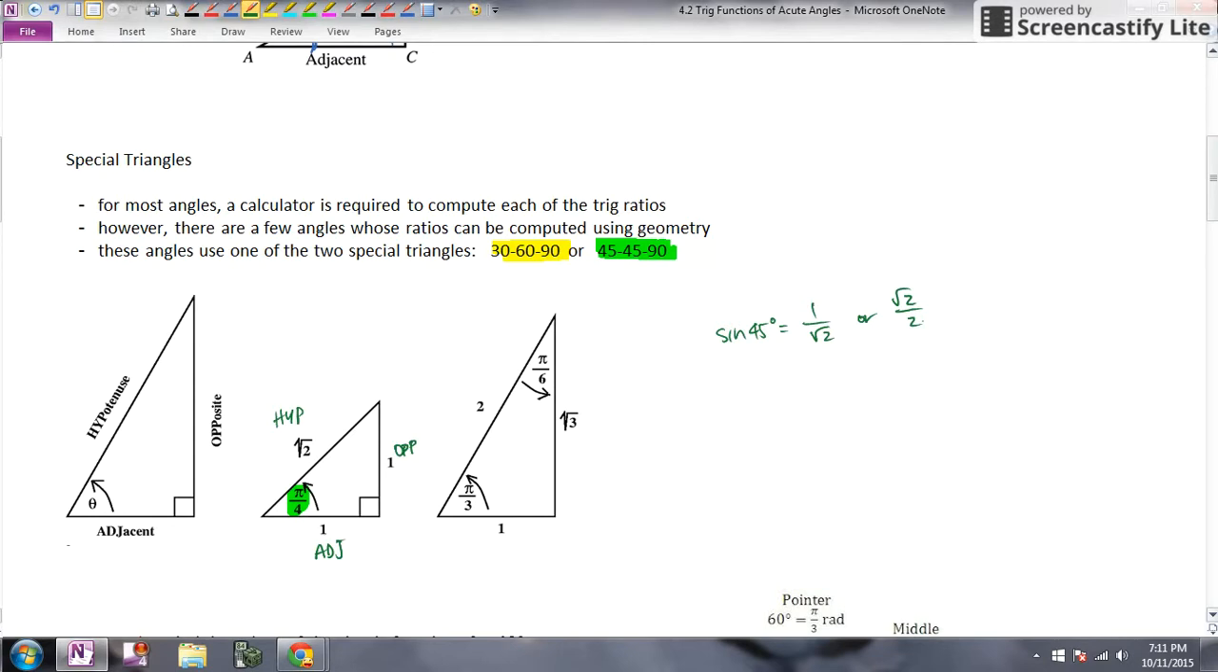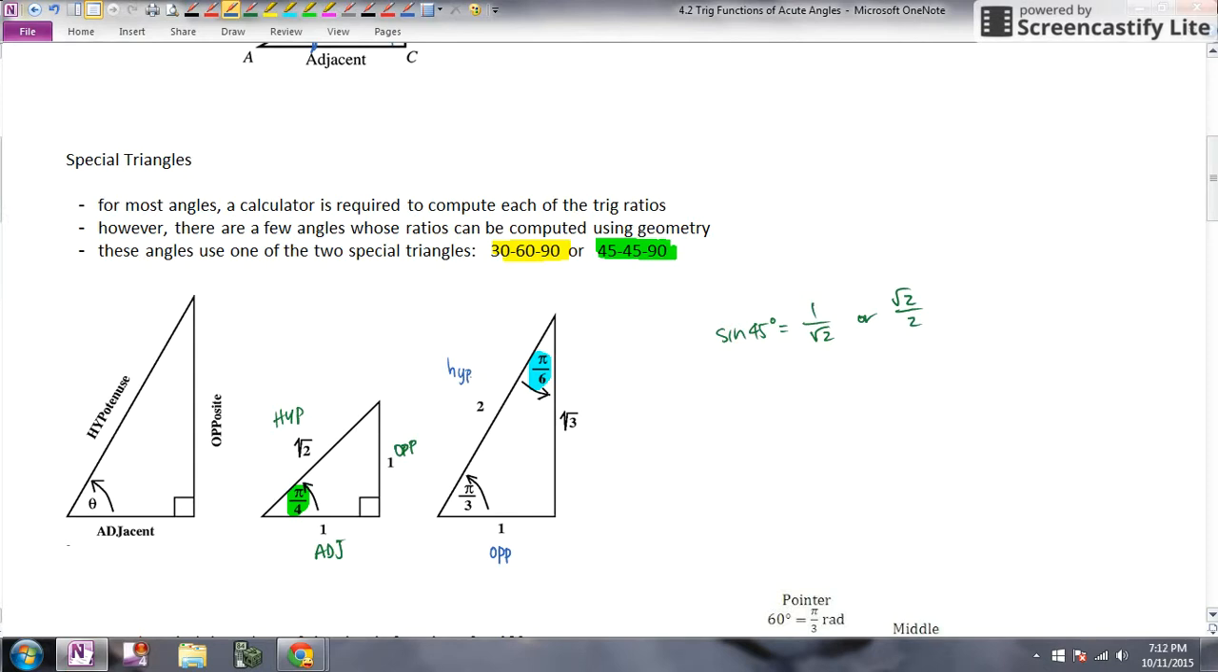The other nice triangle that you want to know is the 30, 60, 90. The 30, 60, 90 is an important one because it's also something that I need to have memorized, like the 30 degrees. What is sine of 30 degrees? Well, sine is always opposite over hypotenuse. So the sine of 30 degrees would be 1/2.